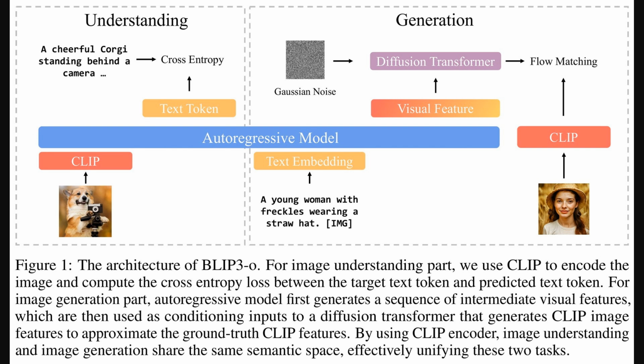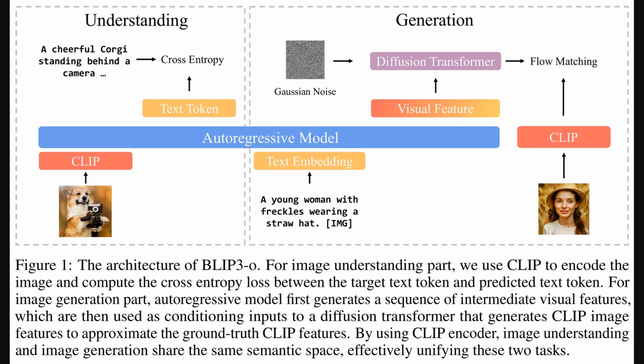Alright, so this Figure 1 lays out the architecture of BLIP3-o, showing how it handles both image understanding and image generation. It's a really nice visual of how these two capabilities are unified. You can see two main pathways. On the left, for image understanding, an image, let's say of a corgi, is processed by CLIP to get those rich CLIP image features we talked about. Then, an autoregressive model, which is a model that predicts step by step, uses this information to generate text tokens, guided by a mathematical measure called cross-entropy. Cross-entropy here helps ensure the generated text accurately describes the image.